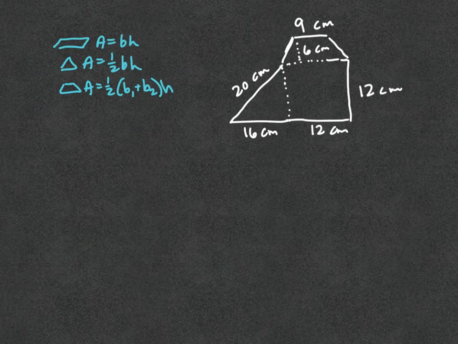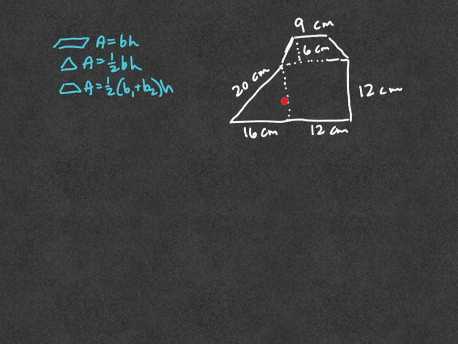All right, here's another example of a composite figure. It is like a boot-shaped thing. Weird boot, but a boot-shaped thing. And they did, for measurement purposes, dot all the measurements for us. So it kind of gives us an idea on how we can split this up.